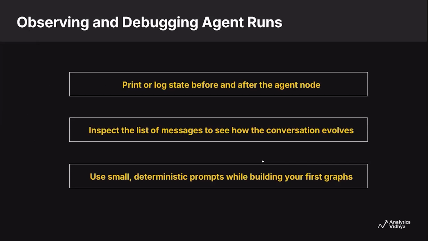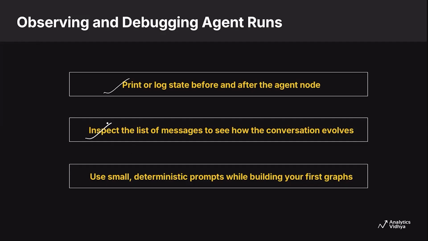So in order to observe and debug agent runs, typically it is a good practice to print and log state before and after the agent node. So whenever you are invoking any agent, always remember to add logging to know when an LLM has been invoked and what the response from it is. Also add exception handling to log any errors that come up during the API calls. A lot of times you might hit rate limits, or you might have exhausted your budget. So it's very important to have exception handling in place so that you can see and debug if any error has come up, and what the reason for that is. And you can then debug your application accordingly.